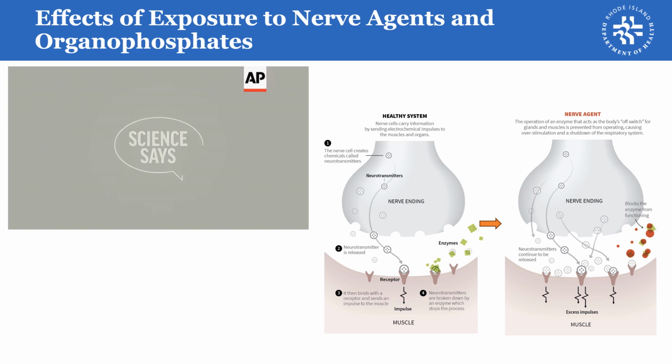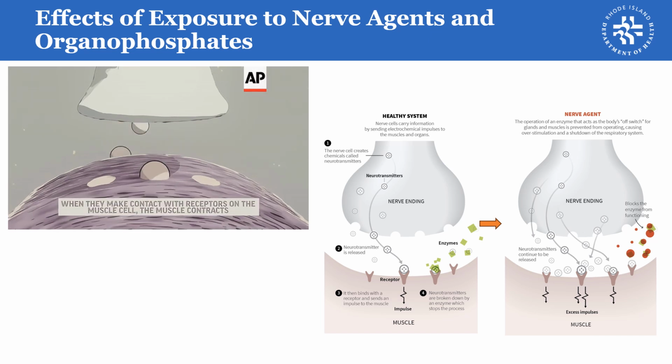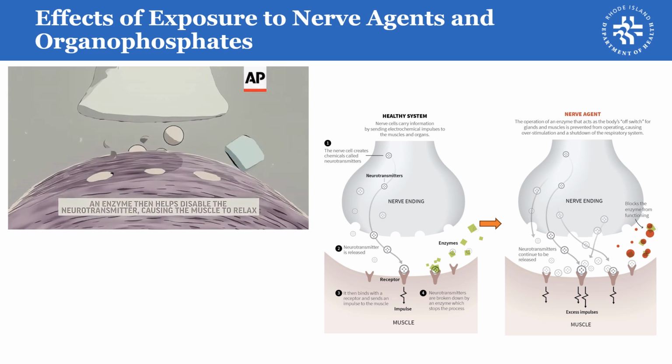Normally, nerve cells send information to muscles and organs by chemicals called neurotransmitters. Neurotransmitters bind to receptors in the organ or muscle to tell the organ or muscle what to do. After binding to receptors, neurotransmitters are broken down by an enzyme so that they cannot send any more information to the organ or muscle.